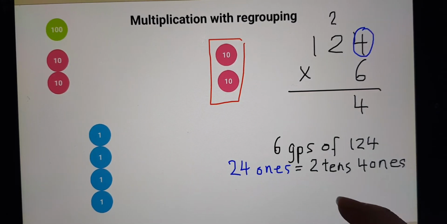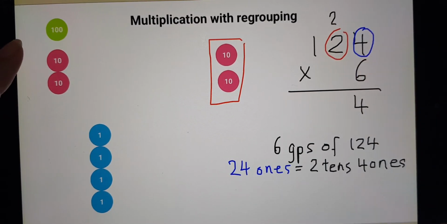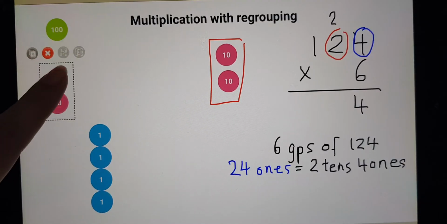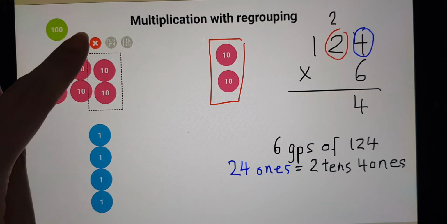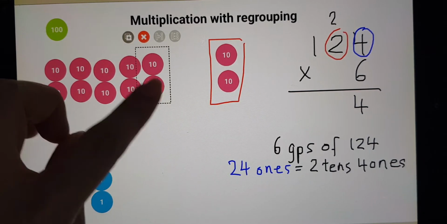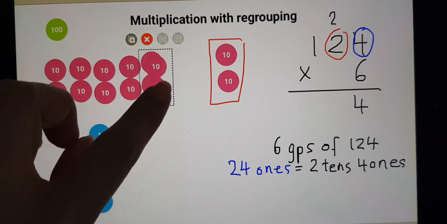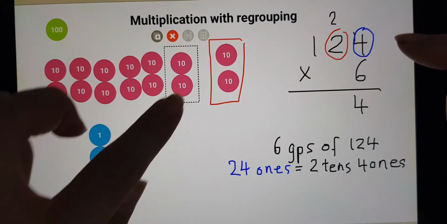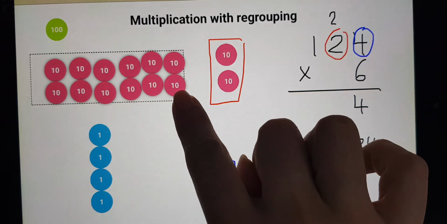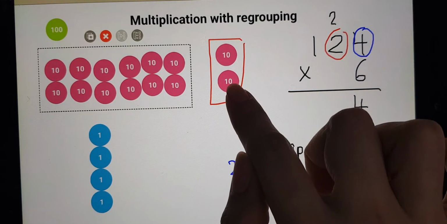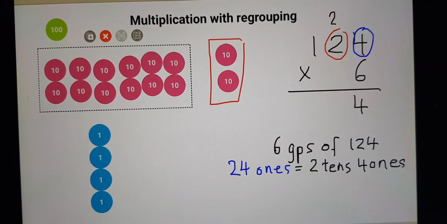Now let's move on to our tens. Now we have 2 tens, which is here, and I need 6 groups of these. 1 group, 2 groups, 3 groups, 4 groups, 5 groups, and 6 groups. 6 groups of 2 tens. 2 times 6 is 12. Look, I have 12 tens here, and I have to add these 2 tens which I regrouped just now. So altogether I have 14. Let me write that down.